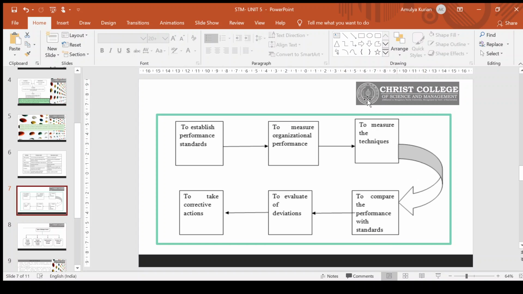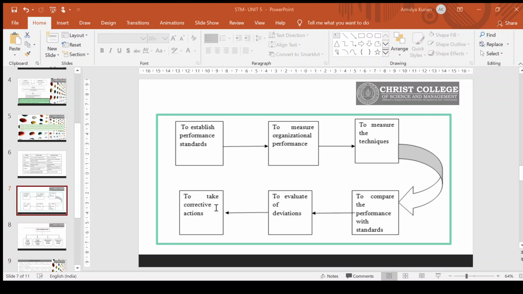So I hope the process of strategic evaluation and control is clear to you. First, we will be setting a standard. Then we will measure the organization performance. Then we will use different techniques to measure. Then compare the performance with the standard and evaluate the deviation. And based on that, we will be taking the corrective actions.